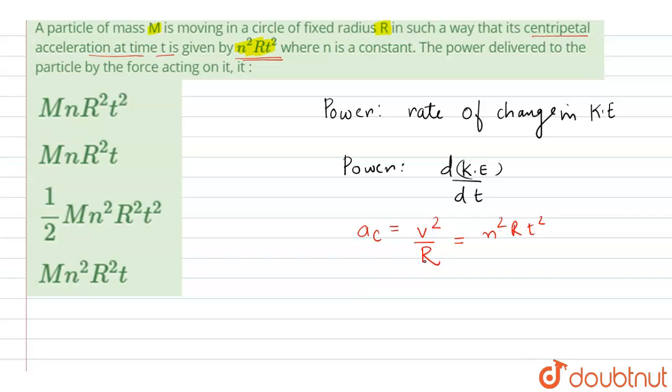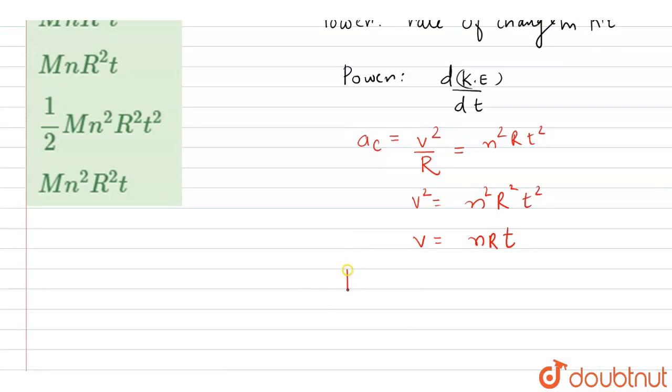So from this we can easily find out the value of v. So v square will be equal to n square r square t square. Square root both sides, we get the value of velocity is nrt. Now the formula to find out kinetic energy is 1 upon 2 m v square, where m is the mass of body and velocity is nrt, whole square. So we get 1 upon 2 m n square r square t square.